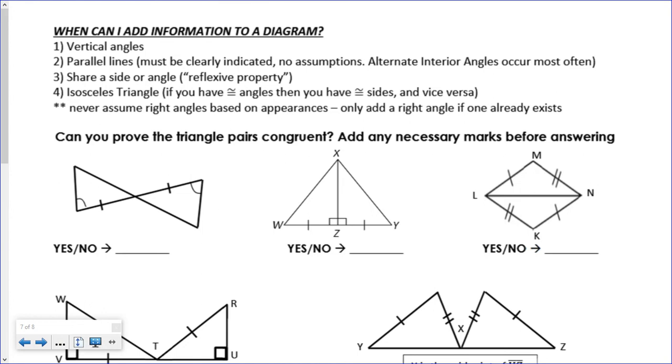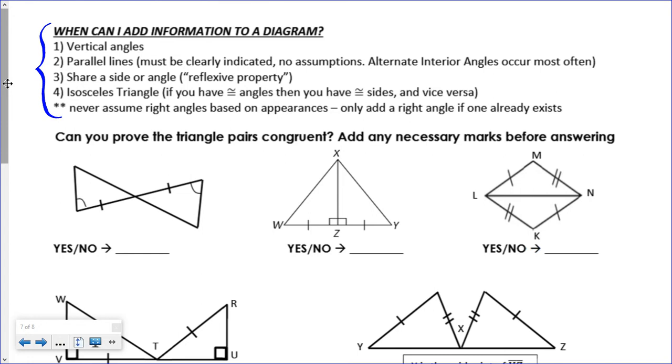So if you turn the page, you have a bunch of examples. Now, like I said before, they don't always give you all the information that you need to start. There are only 4 ways that you can add information. Only 4. The biggest issue that I have when I teach this originally to my students is that they just want to add information wherever they want to. They want the triangles to be congruent so bad that they just randomly add information to force them to be congruent. But you can't do that, right?